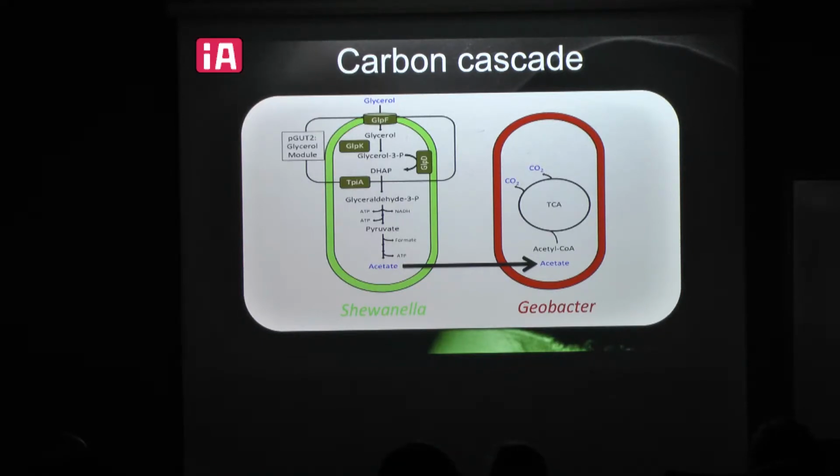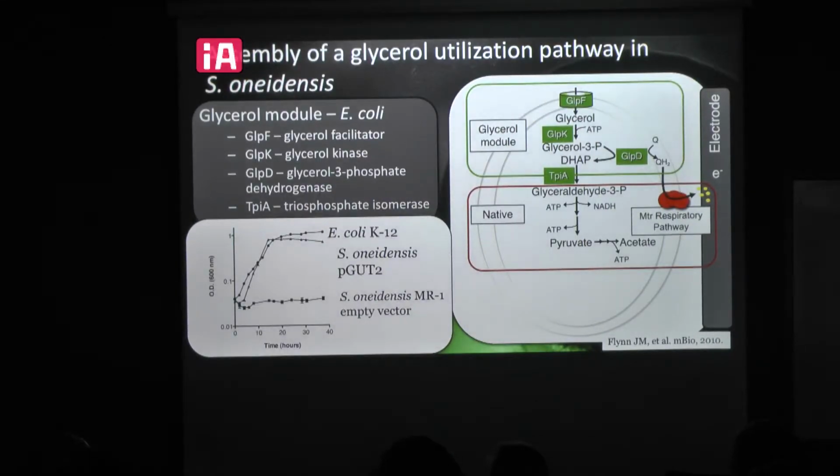Now this looks good, except Shewanella didn't know how to do any of this, so we had to take a bunch of parts out of E. coli: a facilitator, a kinase, a dehydrogenase, and an isomerase, to get this to work. So this shows the engineered Shewanella growing with glycerol as a carbon source versus wild type, which is unable to do it. We needed to do this because I needed an electron donor, a carbon source that we knew Geobacter couldn't use, and glycerol fit that bill.